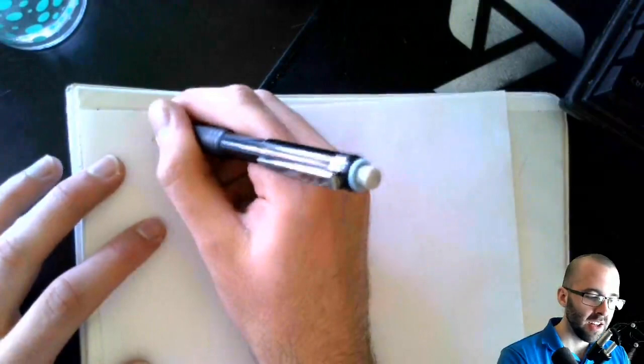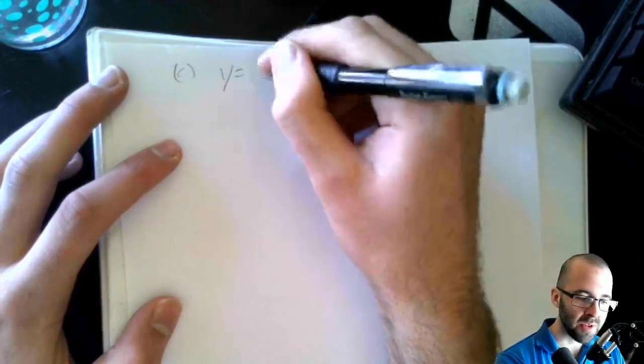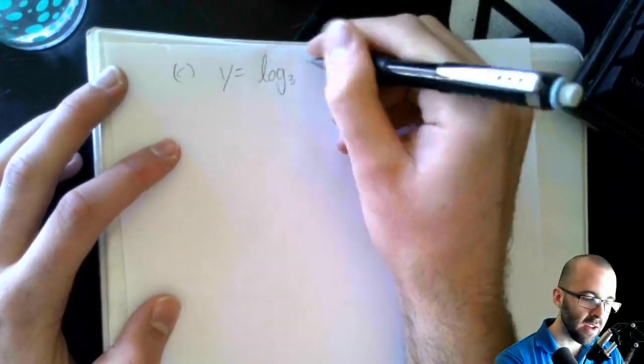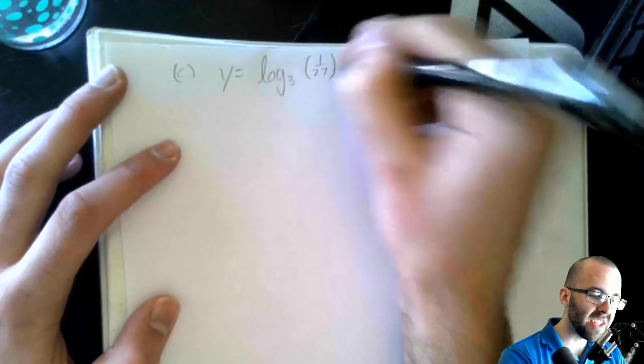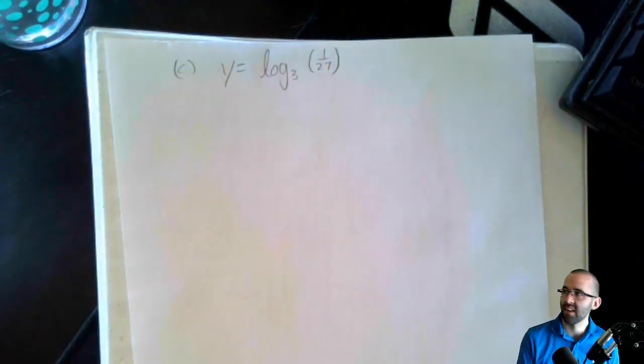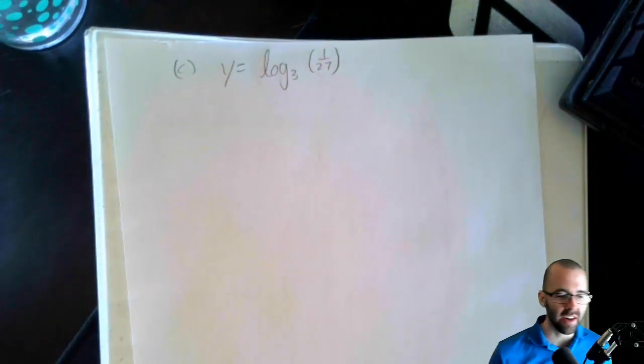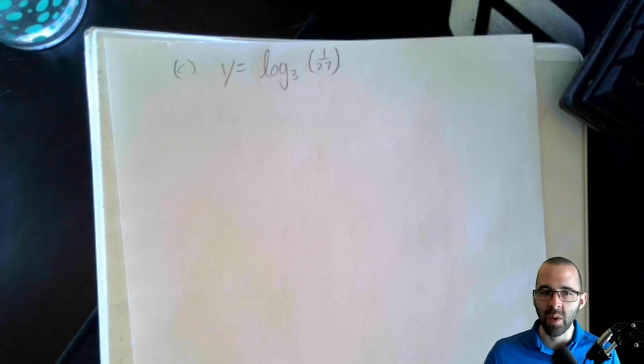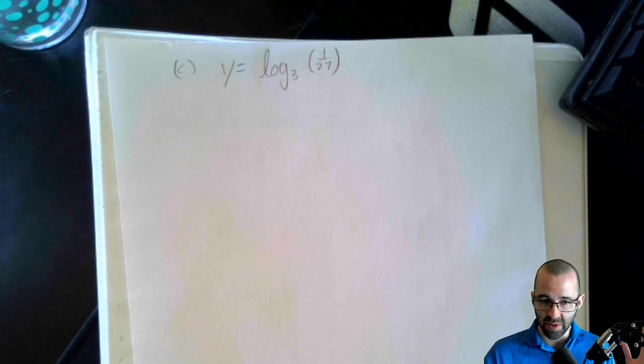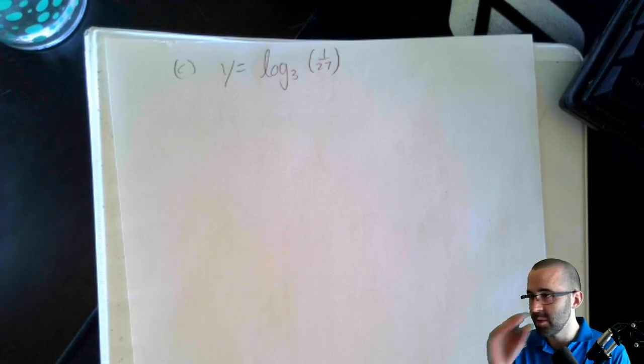Okay, good stuff. Part C. Y equals log base 3 of 1/27th. So again, there's a lot going on here, but regardless of what's going on, we want to write this as an exponential equation. For most people, not everybody, if we write this as an exponential equation, it'll be a little easier.